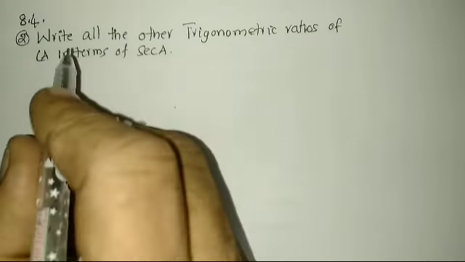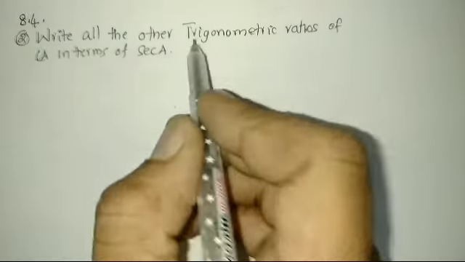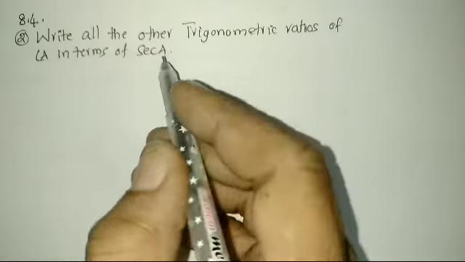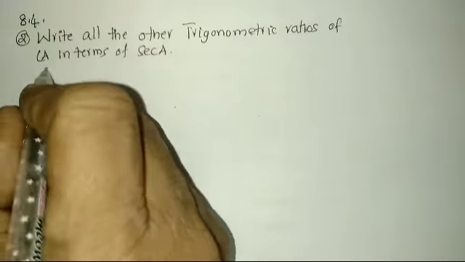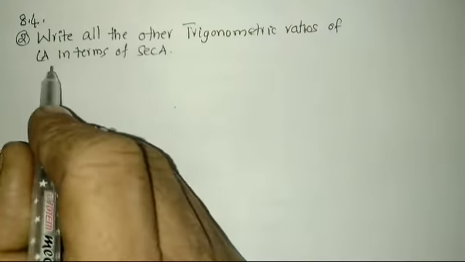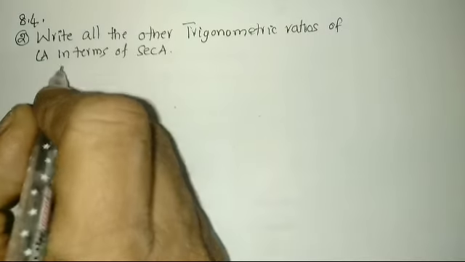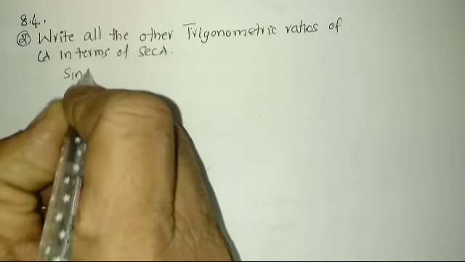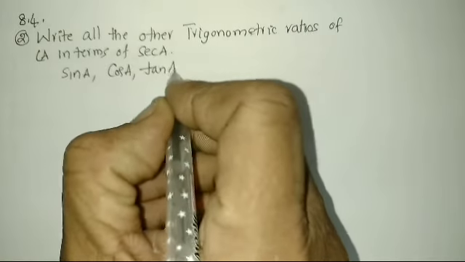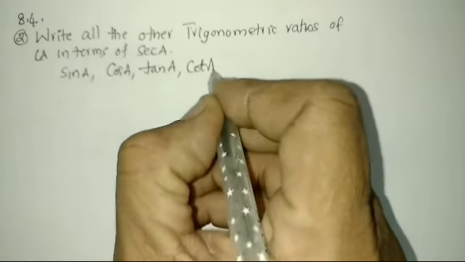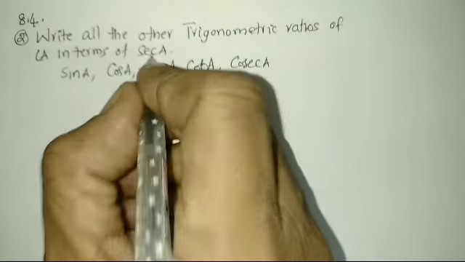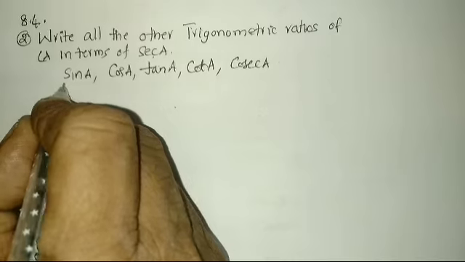8.4 Second problem. Write all the other trigonometric ratios of angle A in terms of secant A. Now you have to write the other trigonometric ratios of angle A in terms of secant A. That means you must write sin A, cos A, tan A, cot A, cosecant A in terms of secant A. So now we take first one.